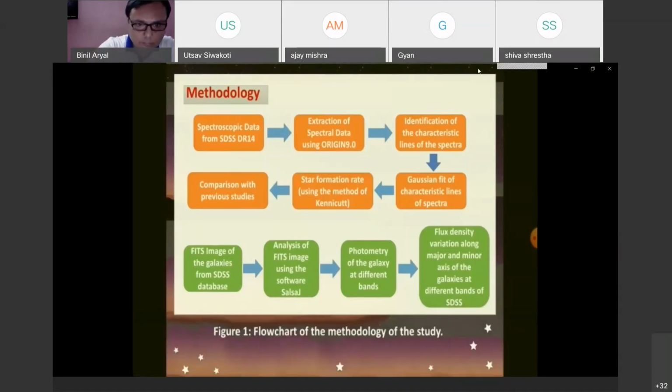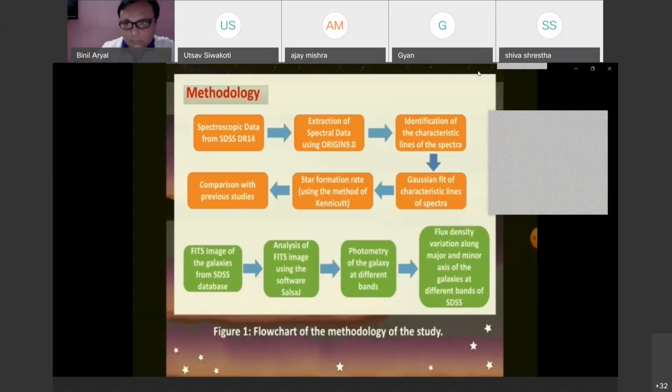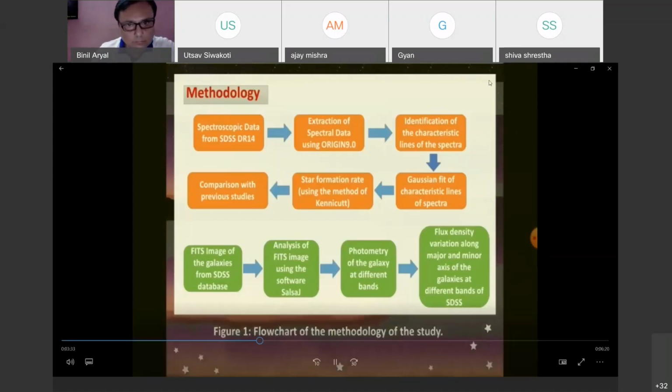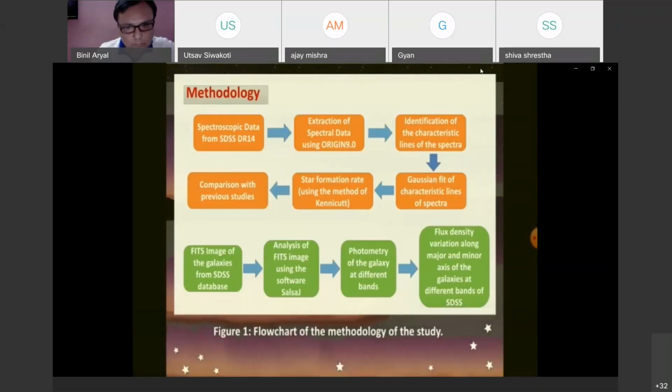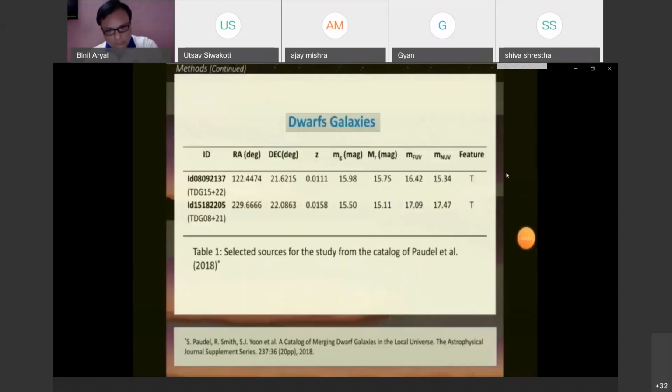For that, we downloaded the fits images of the galaxies from the SDSS database using SkyView Virtual Observatory. Then we processed our fits images in the software SalsaJ, and we performed the photometry to find the overall flux, flux density variation, and the size of the structure. These are two new dwarf galaxies that we have selected from the catalog. We also performed a coordinates query in the SIMBAD database in order to confirm that similar studies have not been conducted before for these sources.